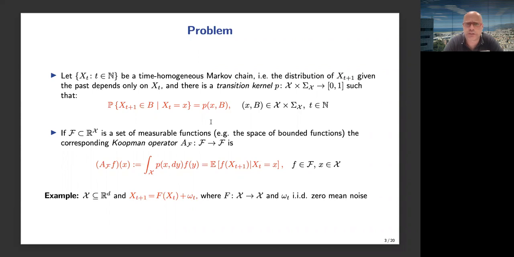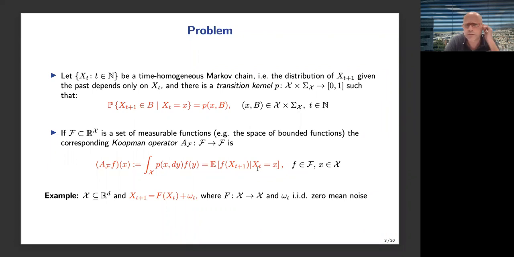Here we consider general Markov chains. So the random variable X_t takes values in a set calligraphic X, and sigma_X is the sigma algebra. What we are interested in is this Koopman operator, which you see here in the second formula. It is defined for a suitable space of functions f, and it describes the conditional expectation of f at time t plus one, given the value of the random variable at time t.